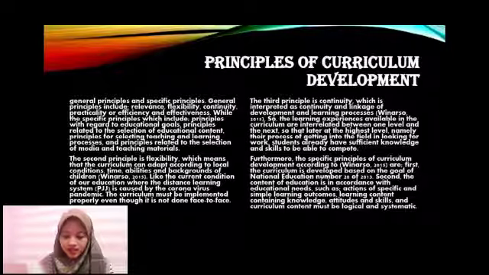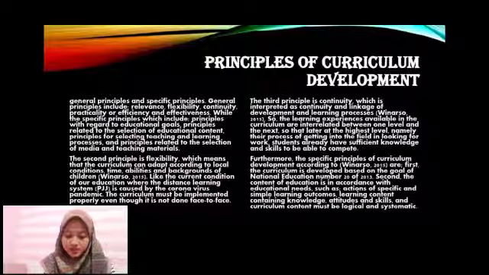While the specific principles include principles with regard to educational goals, principles related to the selection of educational content, principles for selecting teaching and learning processes, and principles related to the selection of media and teaching materials.